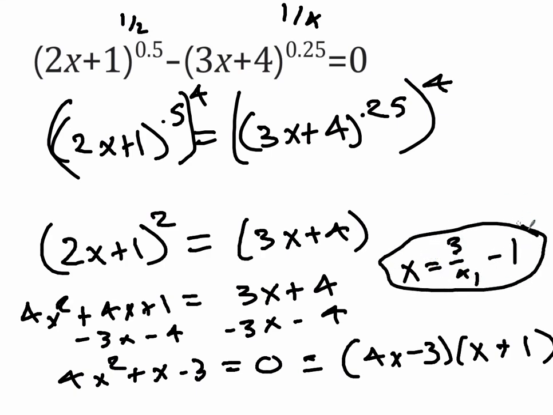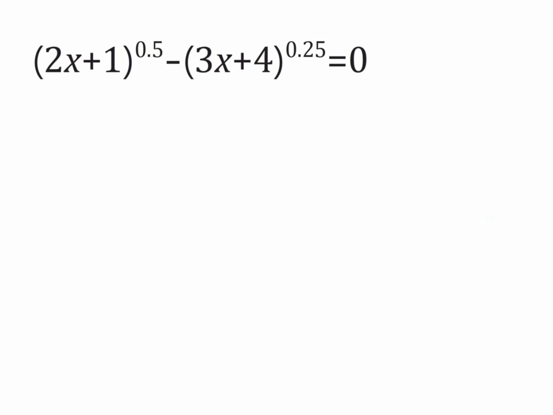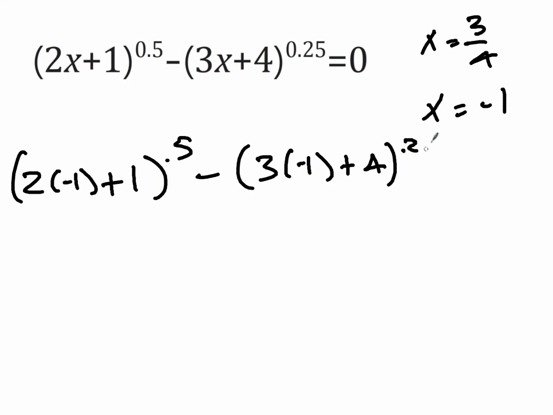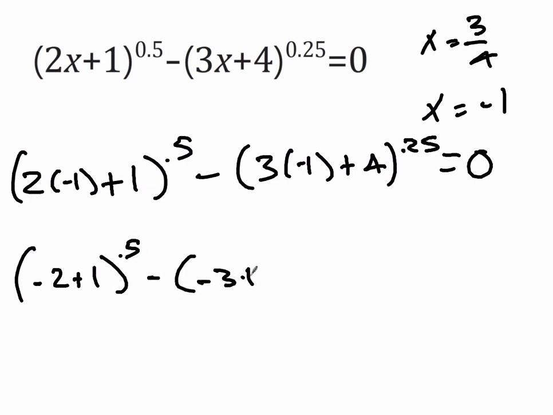All right, so you should check these two to see if one of them is an extraneous solution. So we're going to check x equals 3/4 and x equals negative 1, and I'm going to kind of cheat for the sake of time. I already know negative 1 doesn't work, so I'm going to plug that in and show that. All right, 2 times negative 1 is negative 2, plus 1, raised to the 0.5, minus negative 3 plus 4, raised to the 0.25 equals 0.